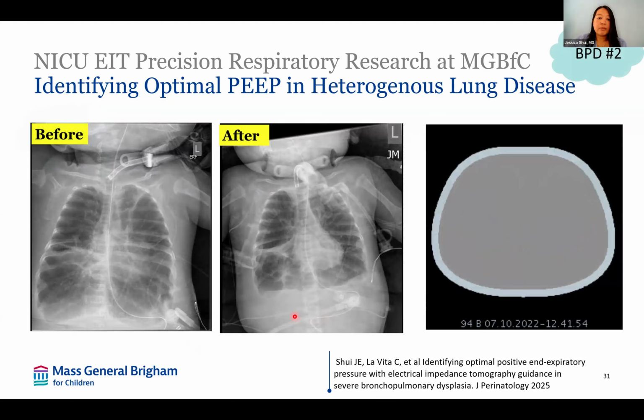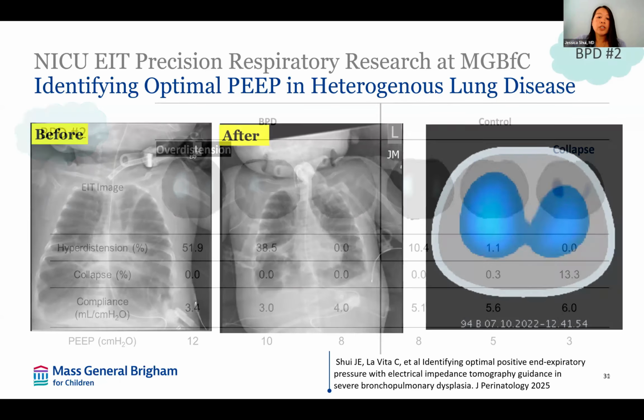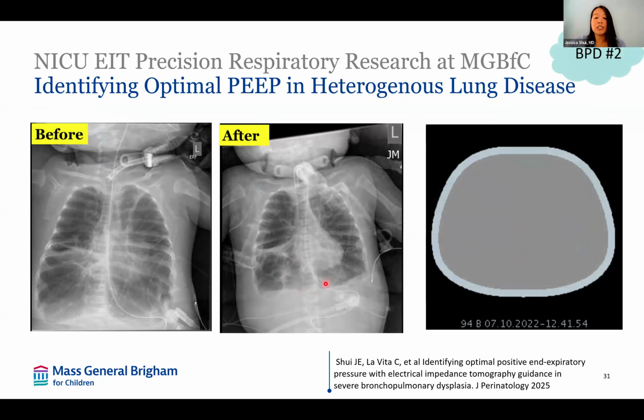And so in that bronchopulmonary dysplasia patient, this is what the X-ray looked like afterwards. There were still areas of atelectasis, but this is measuring relative. So there was no increased collapse or atelectasis compared to before, and you can see much less overexpansion. And this baby stayed on this lower level of PEEP of 8 for 2 months after this assessment.